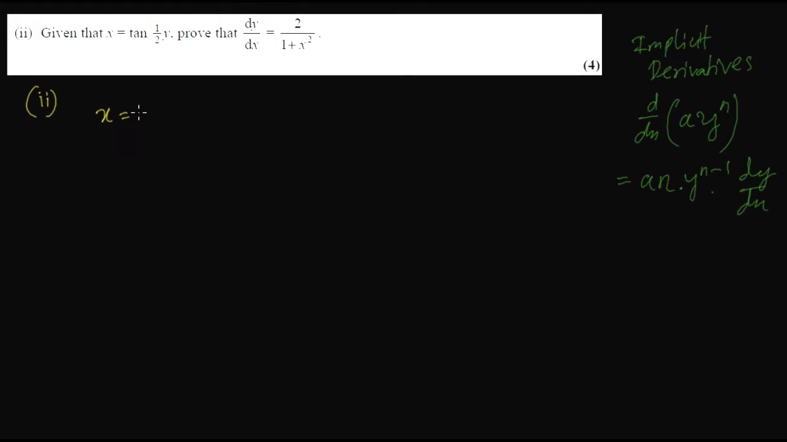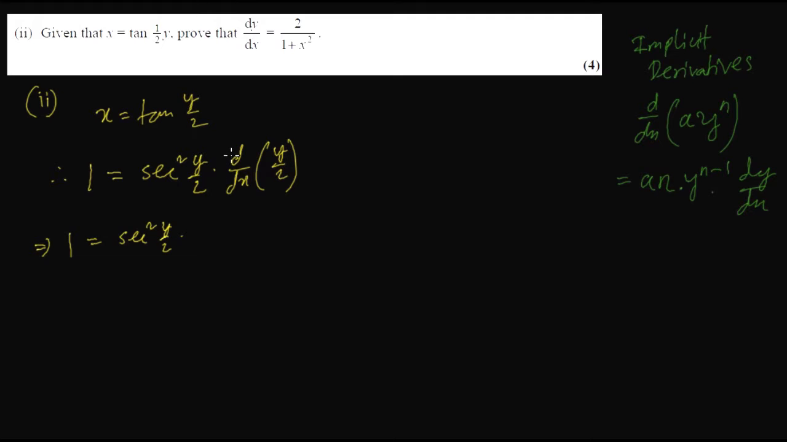So you have x equals tan half y, meaning y by 2. Therefore, when you differentiate x, you get a 1. When you differentiate tan theta, remember it is sec squared theta, and there is the chain rule of d by dx of the angle y by 2. So this is what you get. Now if you simplify, 1 equals sec squared theta. Now d by dx of half y is going to be half, but with it we have to write dy by dx. Remember, like this, we have to write dy by dx.